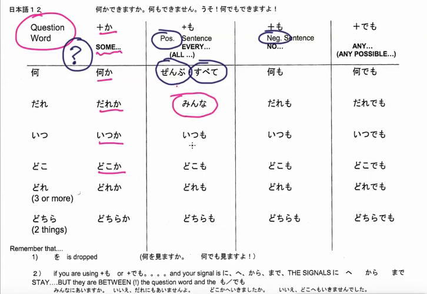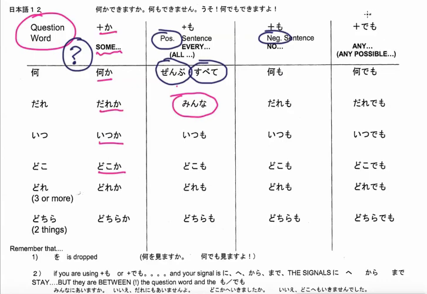Then we go down to ones where we're used to seeing itsumo, always, dokumo, everywhere, doremo, every one of them, or dochinomo, every one of them. Nice and straightforward. On the negative side, everything comes into play as you would expect. Nani mo arimasen, there is nothing. Daremo imasen, there's no one. Itsumo shimasen, I do it at no time. Dokomo ikimasen, I'm going nowhere, etc.